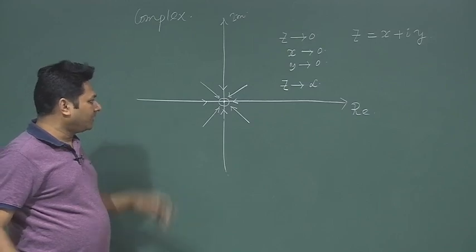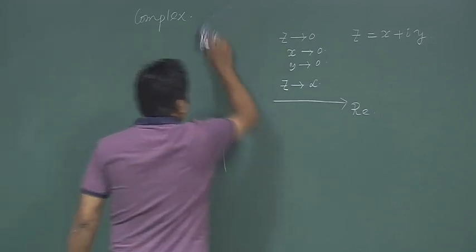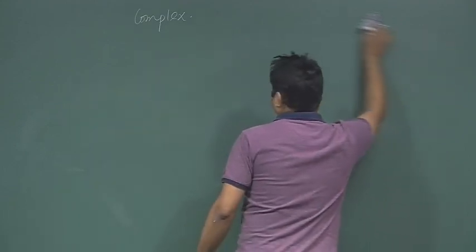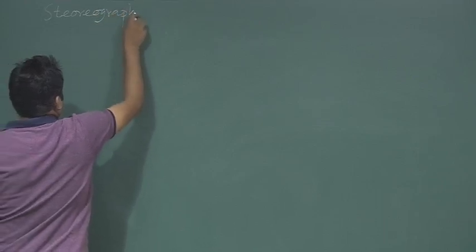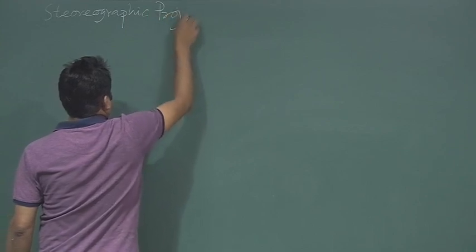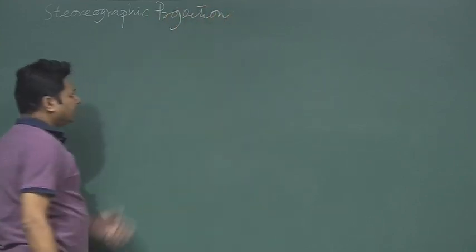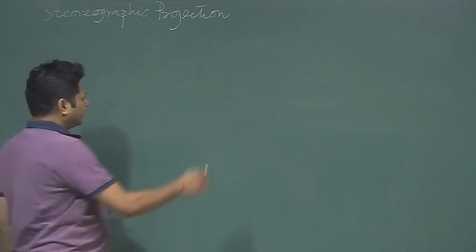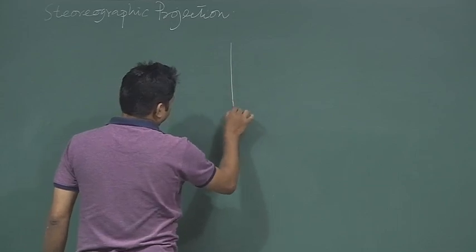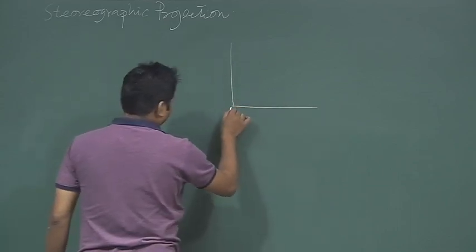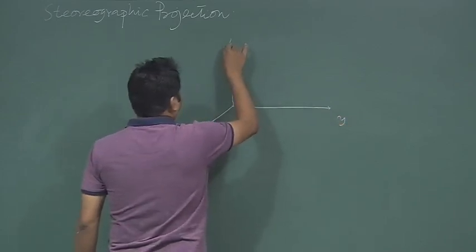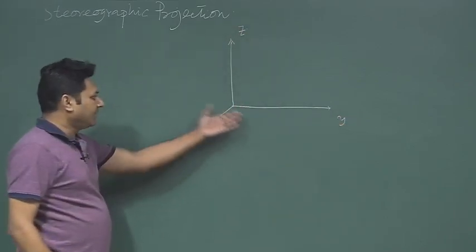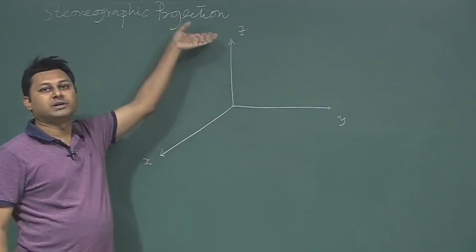So, in order to reduce this ambiguity, there is something we normally do. Let us do that very briefly, which is called stereographic projection. The concept is not very hard to understand, it is a straightforward concept. So, for example, this is my coordinate system, x, this is y and this is z. xy is my complex plane, for example, and z is the direction which is perpendicular to the complex plane.